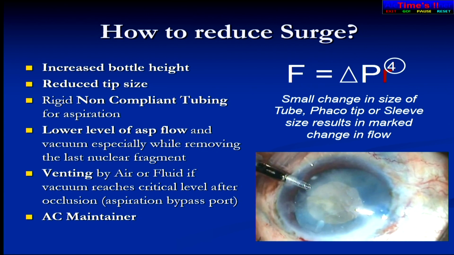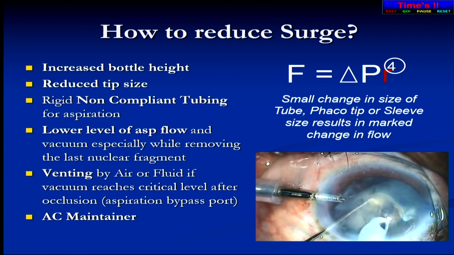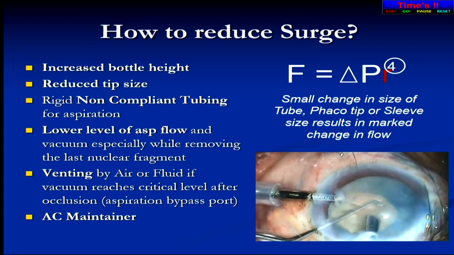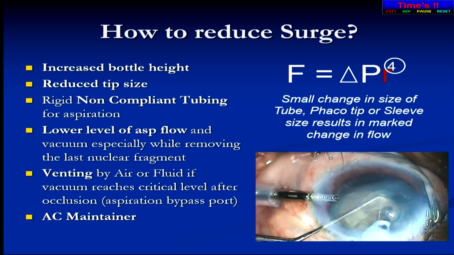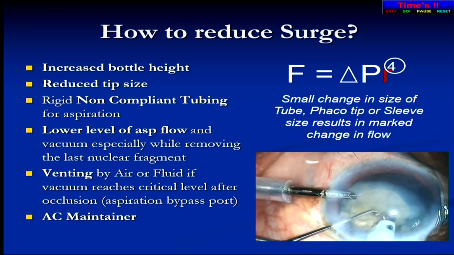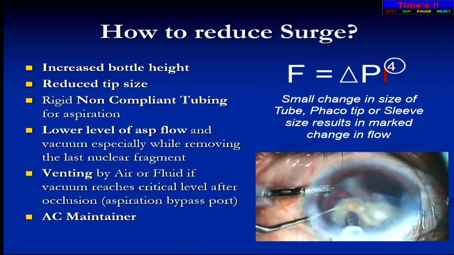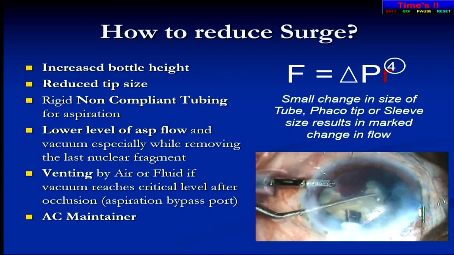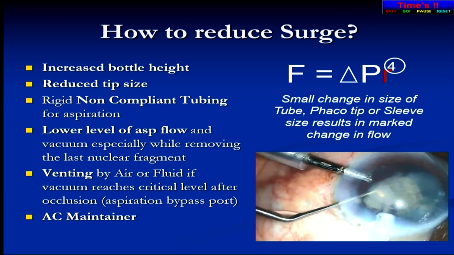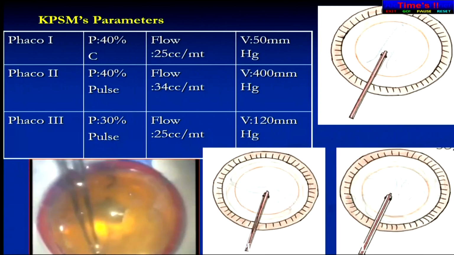How to reduce surge? One minute. To reduce surge, you lower the bottle height, the tubing should be non-compliant with rigid tubes, and there are machines which give venting, so that when a piece is about to go in, it sends fluid or air through the system. And mine, of course, surge control is by an anterior chamber maintainer of 300 rupees, which will keep the chamber deep all the time. So any hard cataract I am doing Phaco, I'll use the anterior chamber maintainer to keep the surge control. So modulation of power, customize yourself.